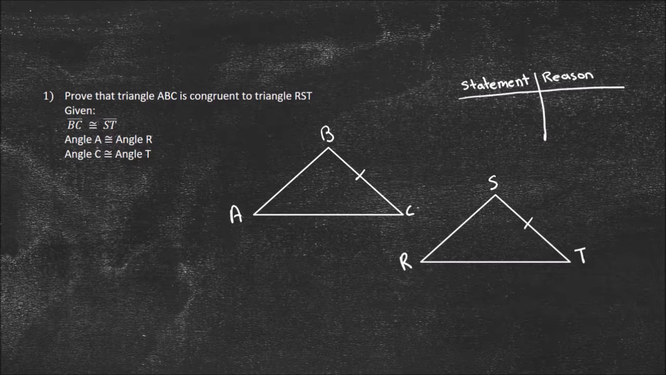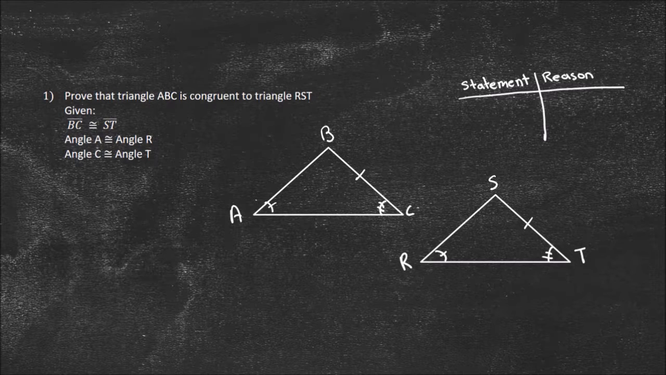Angle A is congruent to angle R. So I'm going to put angle A here, angle R, and I'm going to put one dash. The dash implies that they're congruent. That's how you know that this one is congruent to that one. Okay, and then now angle C is congruent to angle T. So angle C, I'm going to add 2 dashes, and then angle T, I'm going to add 2 dashes as well.